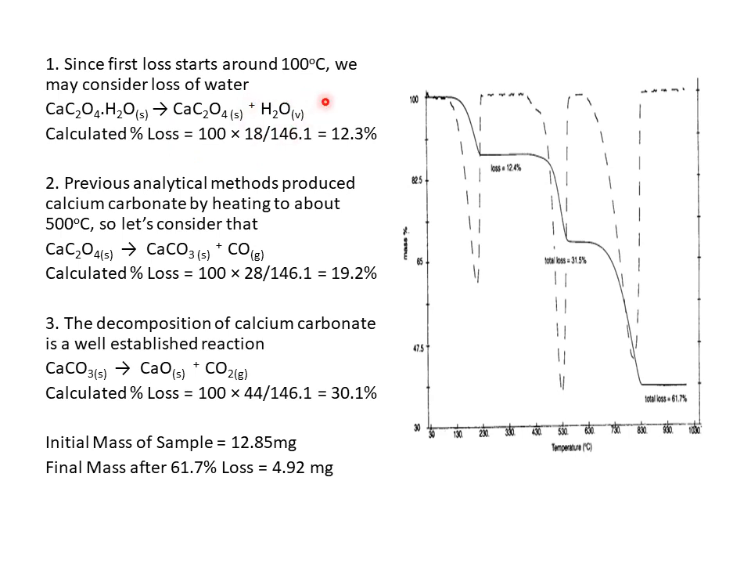The mass of substance removed, the mass of the lost component divided by the total mass of the compound, multiplied by 100. Since here one water molecule is being removed, the mass of water is 18 AMU divided by the total molecular mass of the compound calcium oxalate monohydrate, that is 146.1, and multiplied by 100. So this gives 12.3%. So in the first step there is a loss of mass by 12.3%.